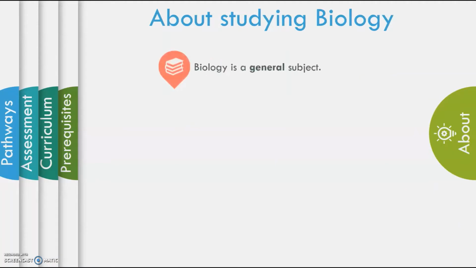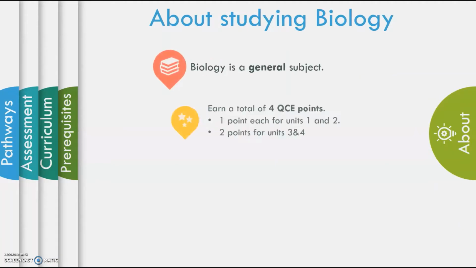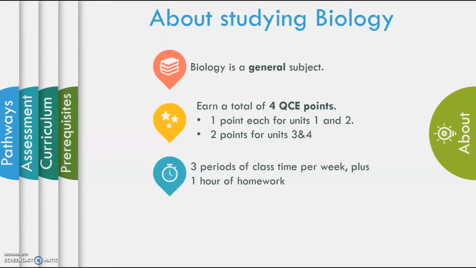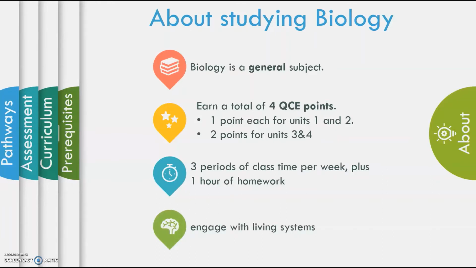About studying biology, it's a general subject. You earn a total of 4 QCE points, so 1 point each for Units 1 and 2 and 2 points for Units 3 and 4 as a whole. There are 3 periods of class time per week. Those are 70-minute lessons, plus it's an expectation that you complete 1 hour of homework. And throughout this course you get to engage with living systems.